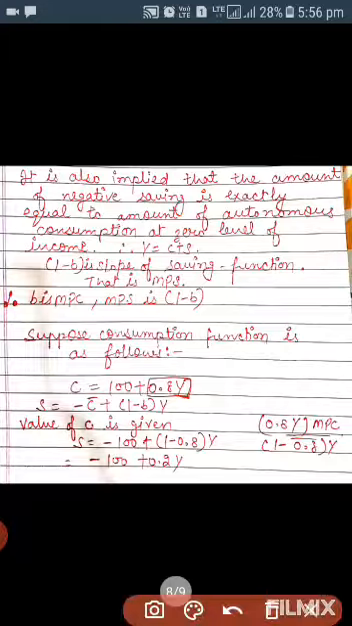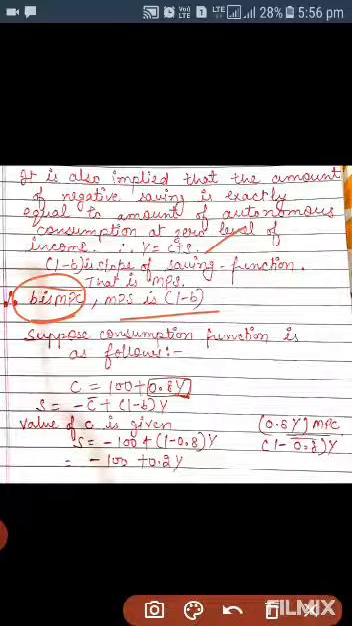It is also implied that the amount of negative saving is exactly equal to the amount of autonomous consumption at zero level of income, because we have the condition Y = C + S. 1 - b is the slope of the saving function. That is why it is the marginal propensity to save. b is MPC and MPS is 1 - b.